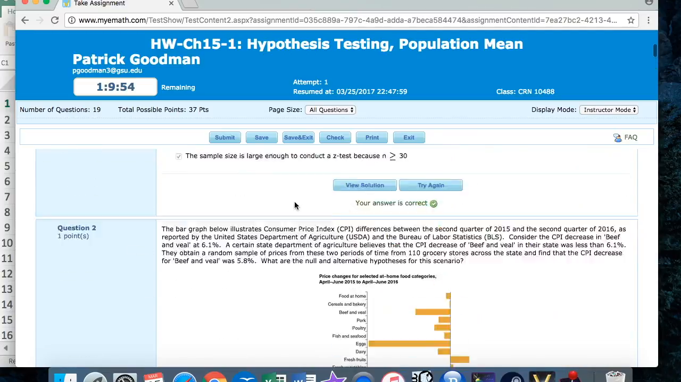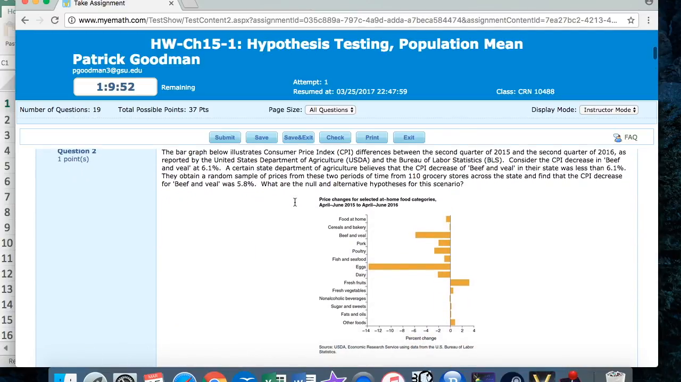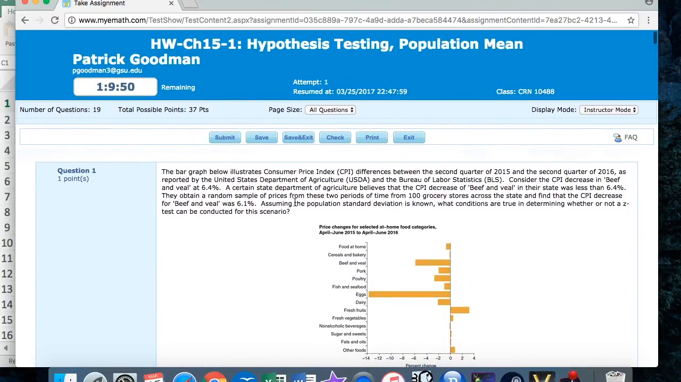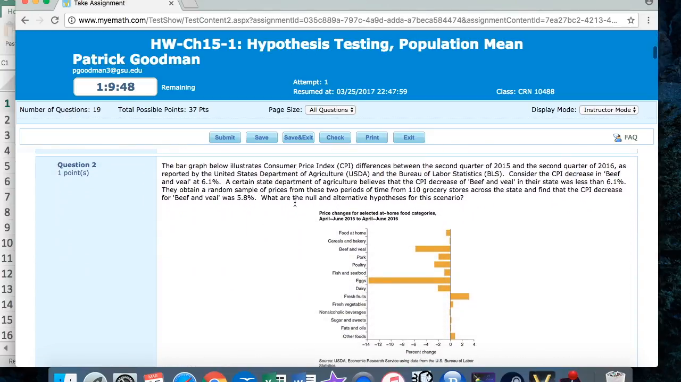Okay, so here it's the same problem. I think maybe the numbers changed slightly, but now we're trying to figure out what the null and the alternative hypotheses are for this scenario. Same problem, read all through it, then the numbers change.